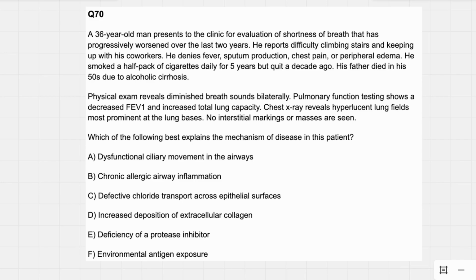Question 70. Which of the following best explains the mechanism of disease in this patient? Dysfunctional ciliary movements, chronic allergic airway, defective chloride transport. Okay, so this is a respiratory question.